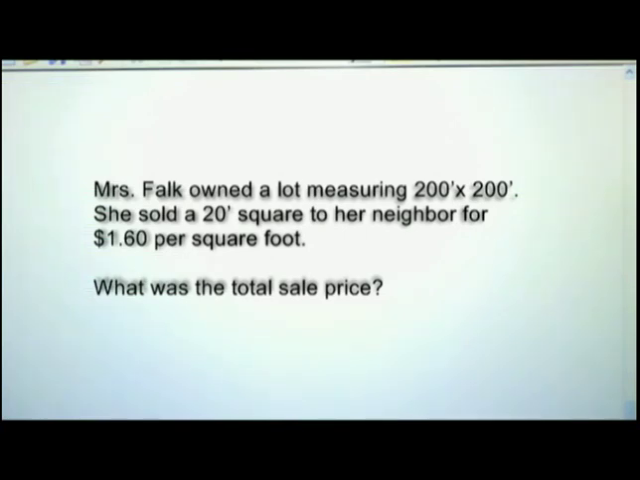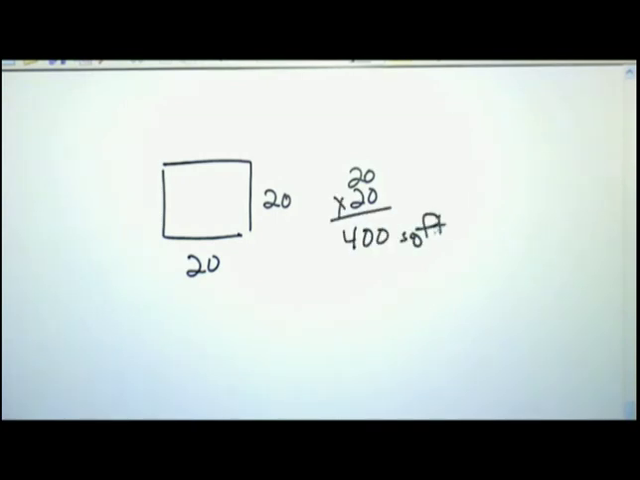She sold a 20-foot square. And if I think about what a 20-foot square is, it's 20 feet by 20 feet. 20 feet by 20 feet gives me 400 square feet. And she sold each square foot at $1.60 per square foot, which gives me a total sales price of $640.